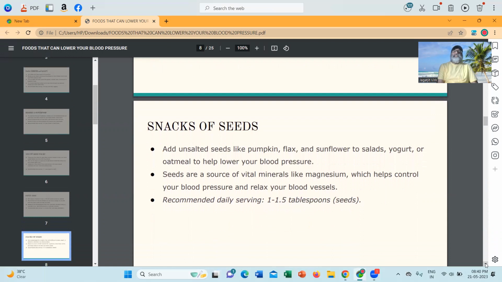Snacks of seeds. Add unsalted seeds like pumpkin, flax, and sunflower to salads, yogurt, or oatmeal to help lower your blood pressure. Seeds are a source of vital minerals like magnesium, which helps control your blood pressure and relax your blood vessels. Recommended daily serving: 1 to 1.5 tablespoons of seeds.